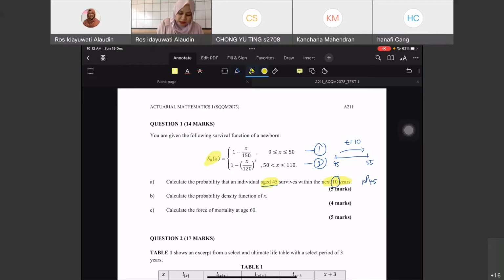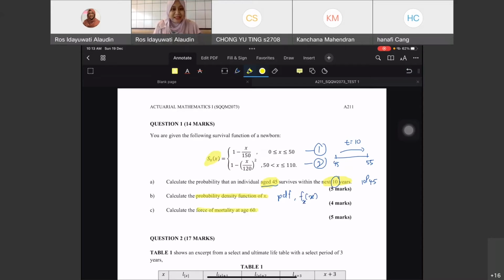And then the second one is you have to calculate the probability density function. What is the probability density function? It is the PDF. The PDF is the small f. And then the last one, you have to calculate the force of mortality, the force of mortality at age 60.